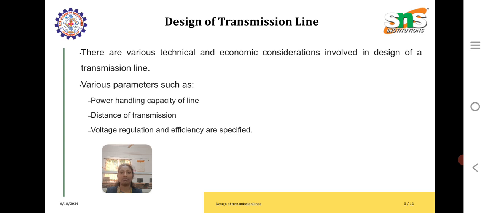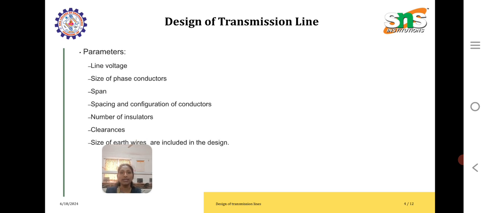So from where to where we are going to transfer electrical power, what is the distance about? Either it is a short distance or a long distance, so that we have to know. And lastly, load voltage regulation and efficiency are specified. Efficiency is very important, that is, how much percentage of power we are able to transfer from one place to another. So before we go into the design of a transmission line, we have to consider three parameters: power handling capacity, distance of transmission, and voltage regulation and efficiency. This is very important.